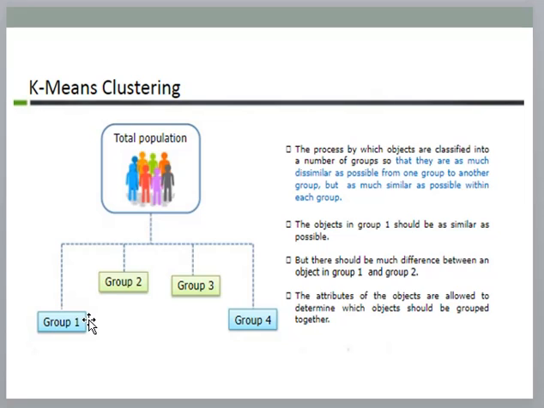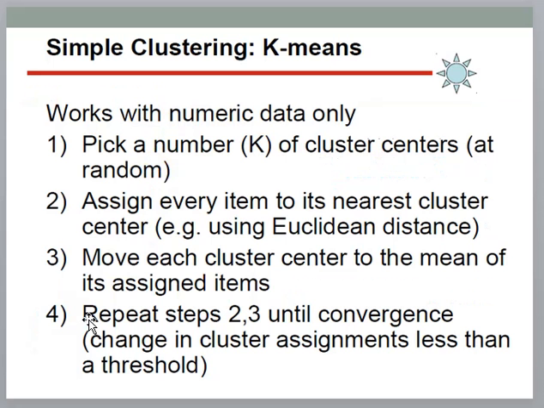The attributes of the objects are allowed to determine which objects should be grouped together, and this grouping of the objects will be based on their attributes or characteristics. So now let's have an overview of the main algorithm of k-means clustering, which is a fairly simple algorithm.